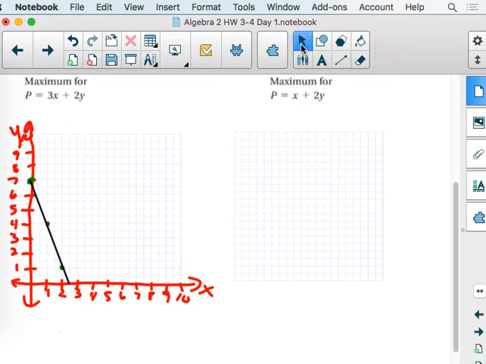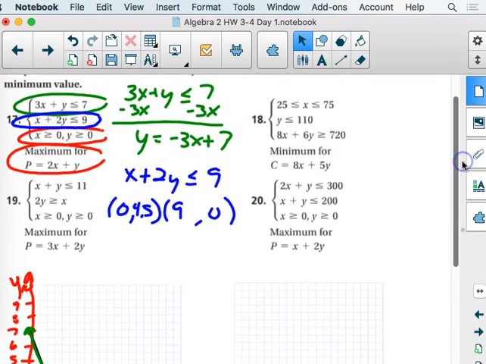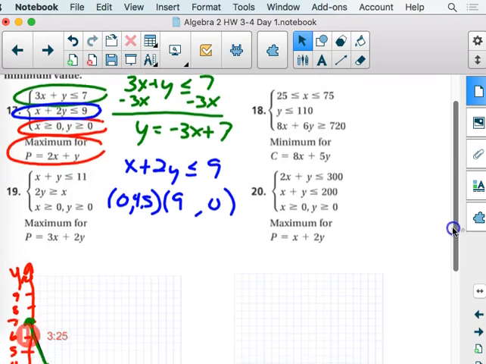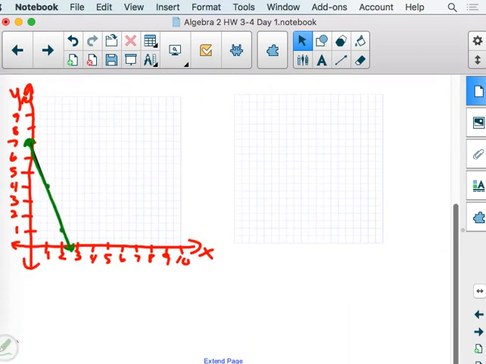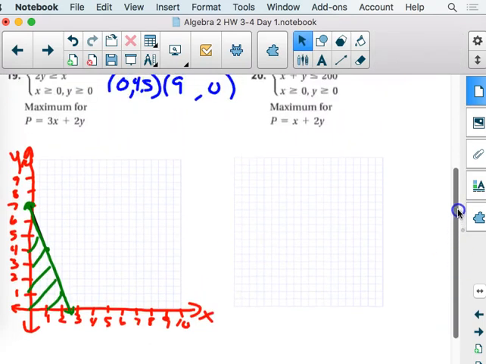Like I said, I want to keep my color coding. There's that line. Now I need to go back and see which way to shade. And again, I might just go back to the original and test 0, 0. 0 plus 0 is less than or equal to 7. Yep, it is. I'm going to shade down. All right, so there is the green.